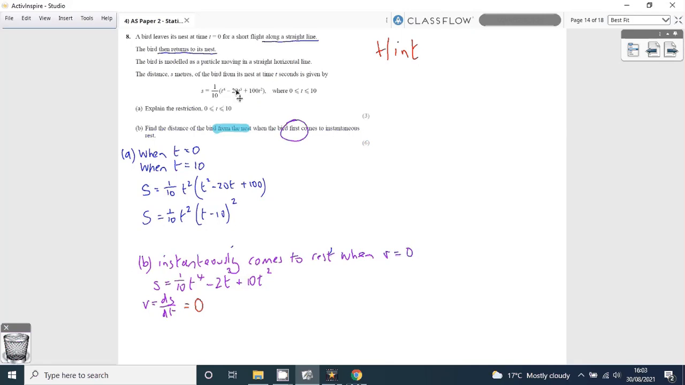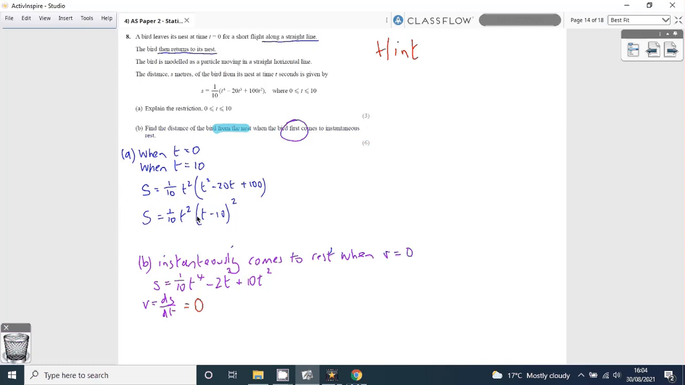Now, it's a little bit hard to justify how we don't return to the nest during those 10 seconds. So what you need to do is to first of all factorise and take the t squared out, and then realise that this is a completing the square. So t squared minus 20t plus 100 is t minus 10 all squared.